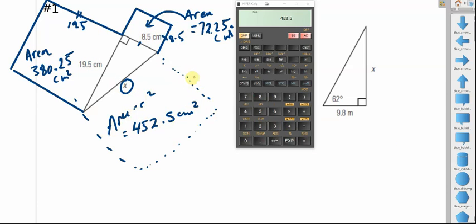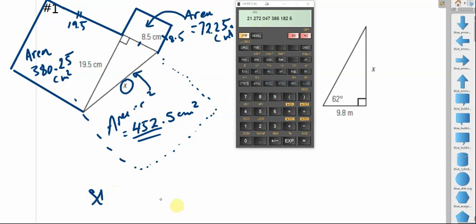Now we want to figure out the side length of this x, which is the result of this area being a perfect square, so we can square root this value to figure out what x is. And on my calculator, I hit the square root button, and hopefully it works. Yes, it does. So that x value happens to be the square root of 452.5.